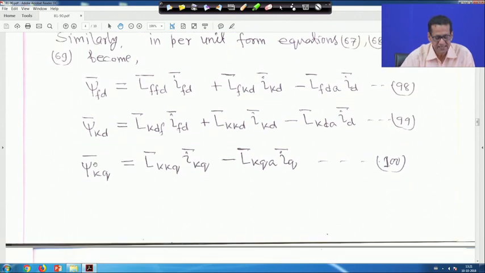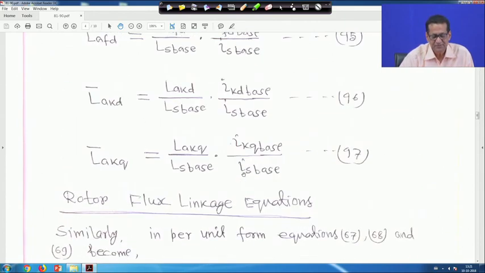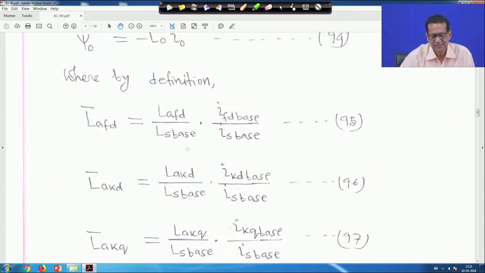And similarly, psi KQ bar will be LKKQ bar IKQ bar minus LKQA bar IQ bar. This is equation 100. So all these things, this per unit system, later I will take your example also on per unit, all calculations will be shown, and you will find that things are quite easy, right.